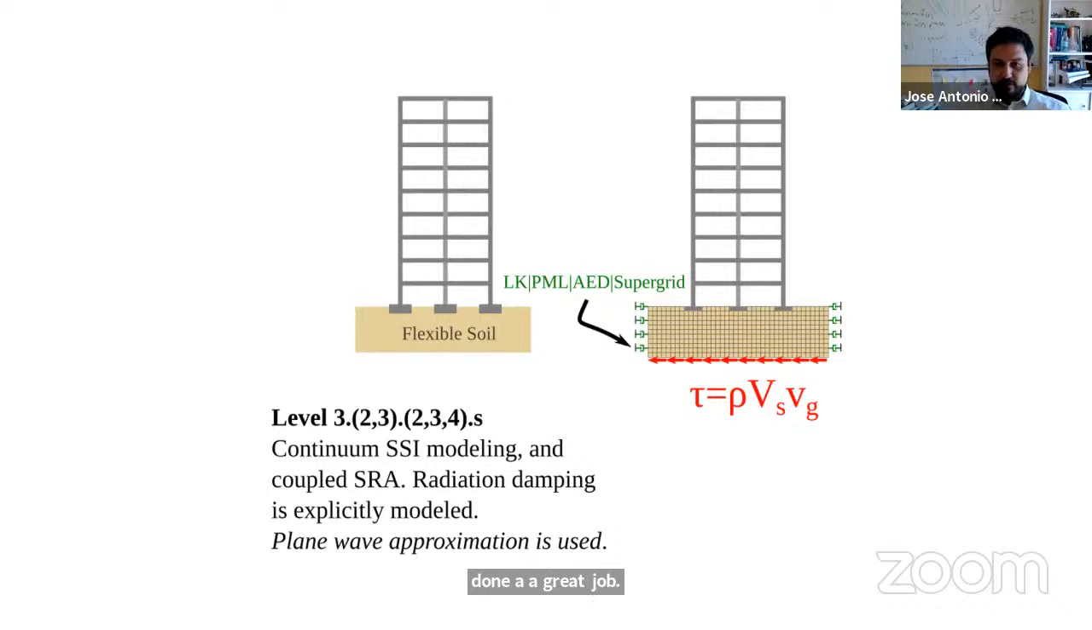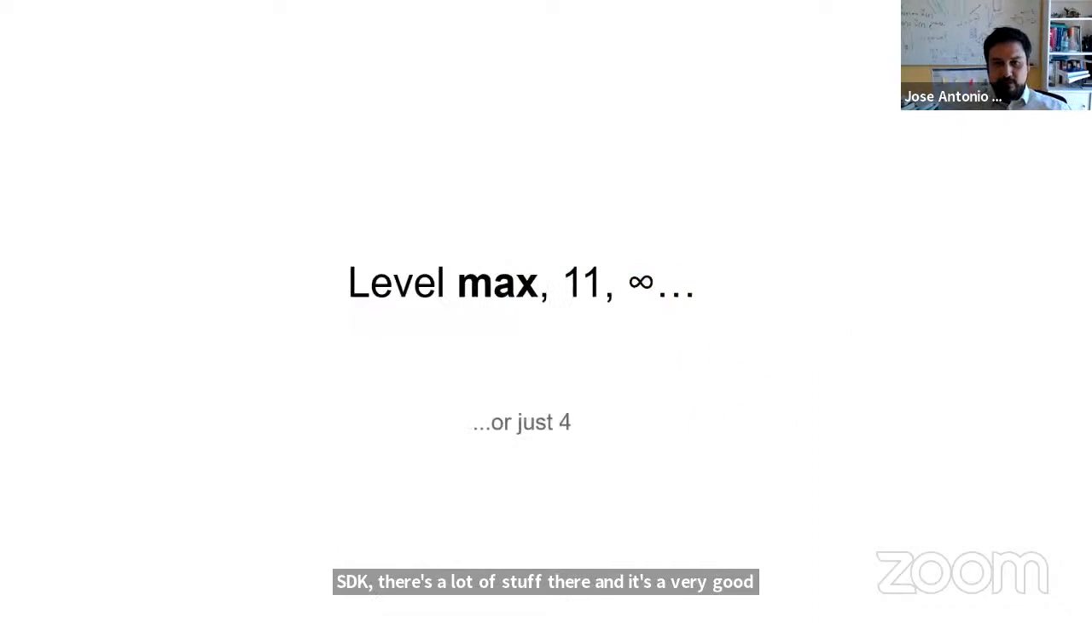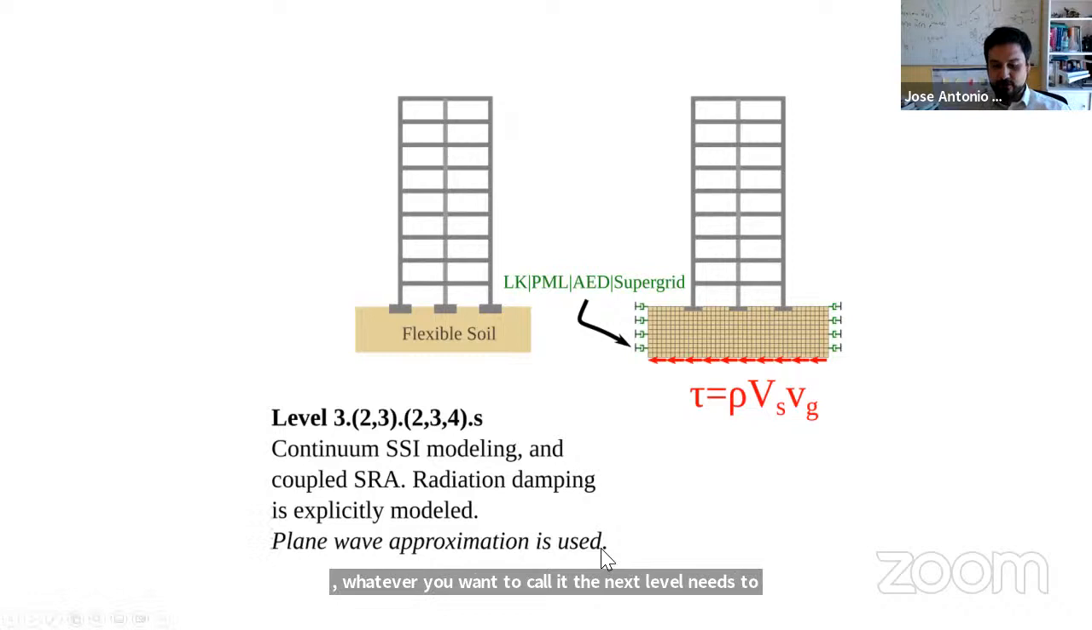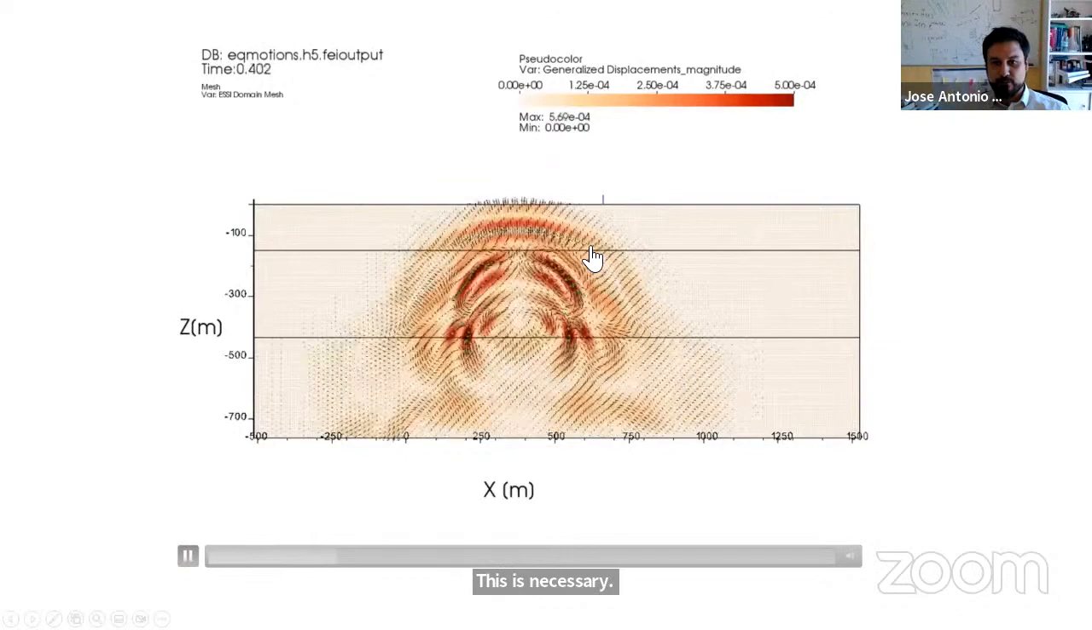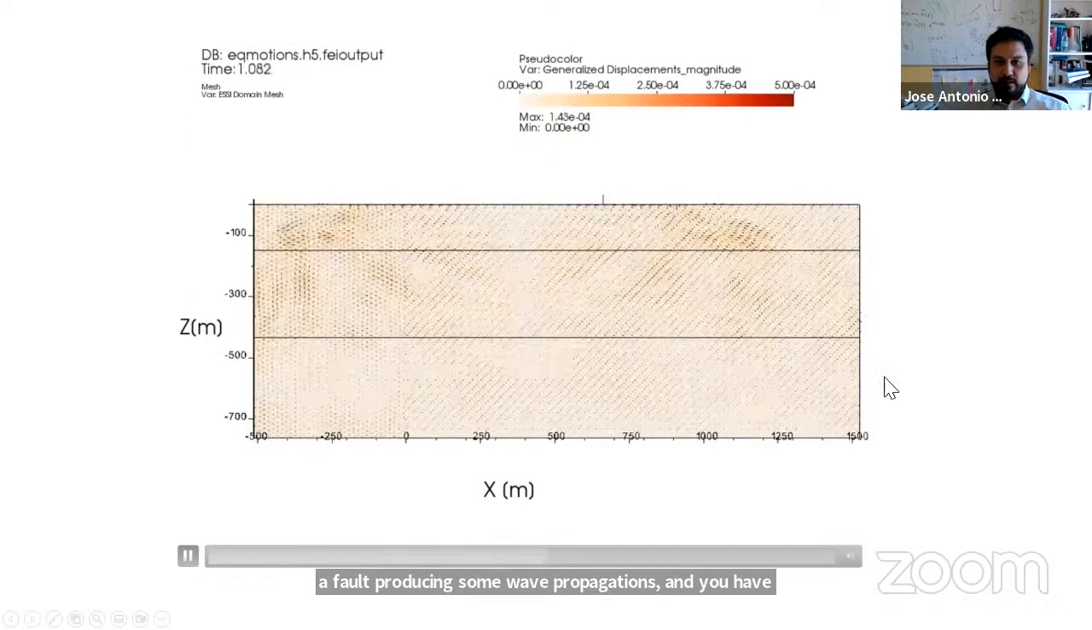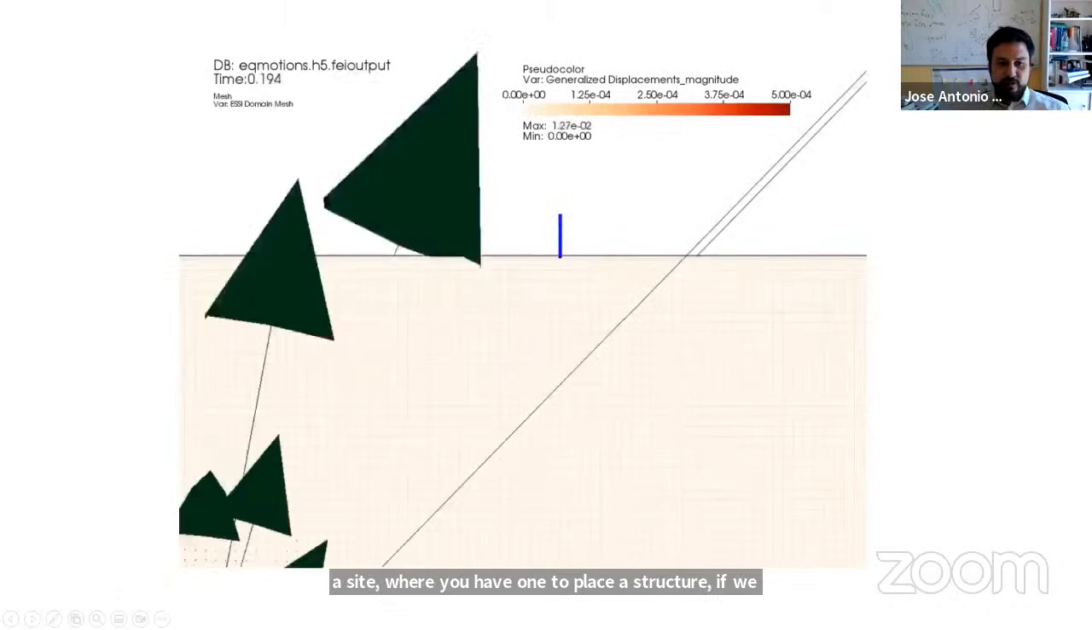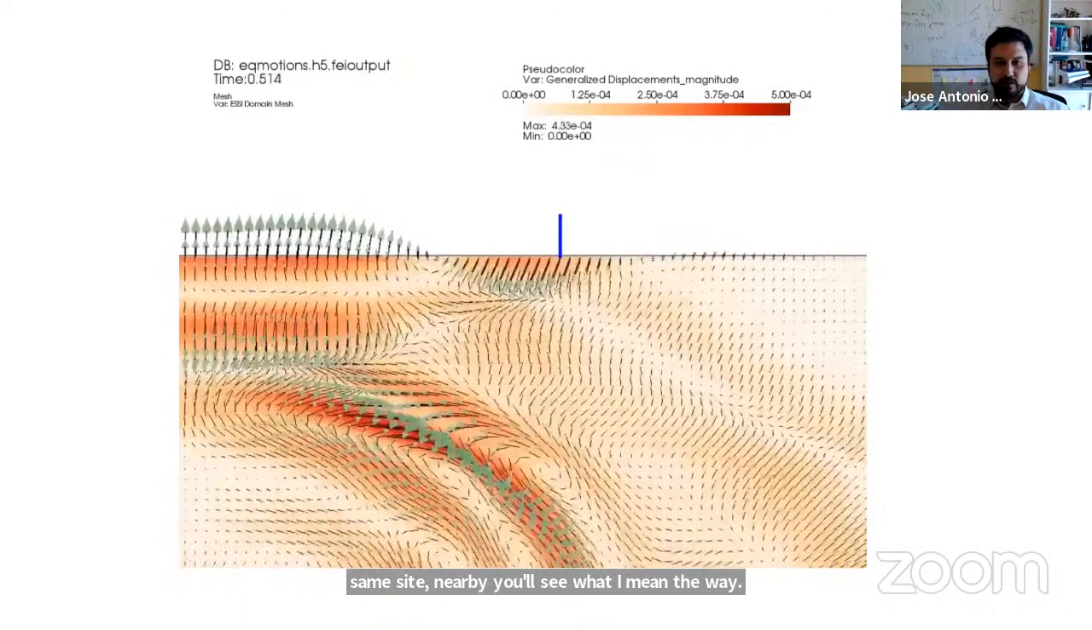The next level, you might call it level four or level 11, whatever you want to call it, needs to get rid of this plane wave approximation. That's what DRM is trying to do. So let me motivate a little bit why this is necessary. If you have a domain where you have a fault producing some wave propagations and you have a site where you want to place a structure, and we get closer to the structure, this is a video of the same site nearby, you'll see what I mean. The incoming wave has several features. There is a complexity to the wave. It comes at an inclined angle. It does not propagate vertically.